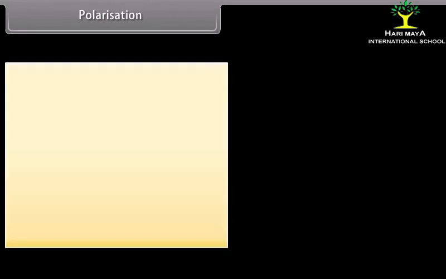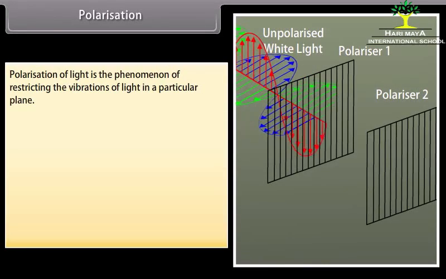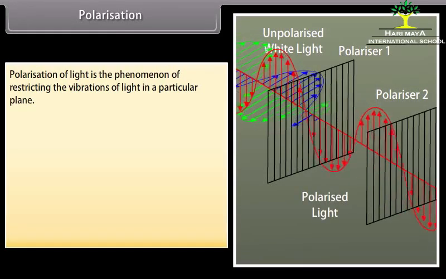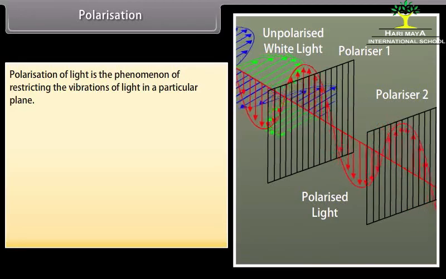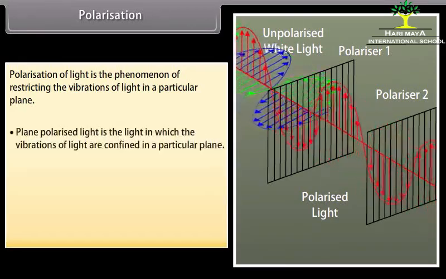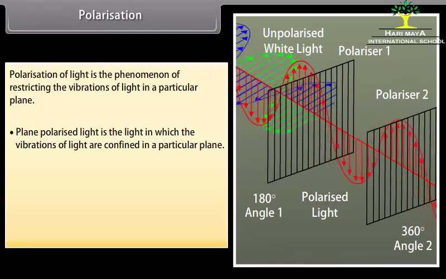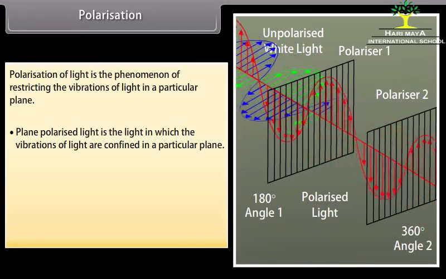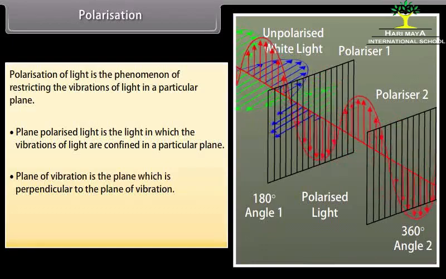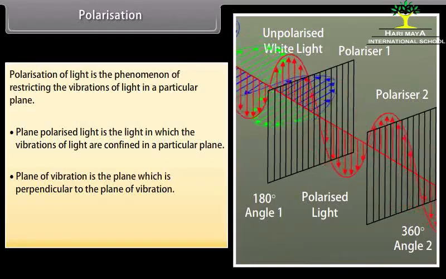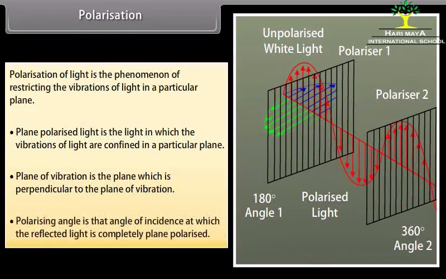Polarization. Polarization of light is the phenomenon of restricting the vibrations of light in a particular plane. Plane polarized light is the light in which the vibrations of light are confined in a particular plane. Plane of vibration is the plane which is perpendicular to the plane of polarization. Polarizing angle is that angle of incidence at which the reflected light is completely plane polarized.